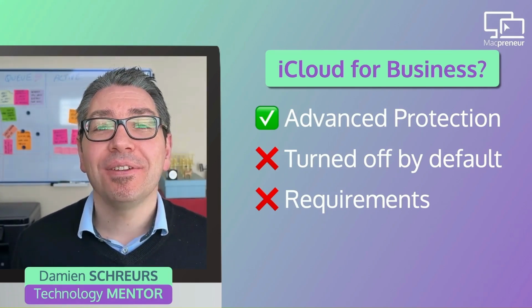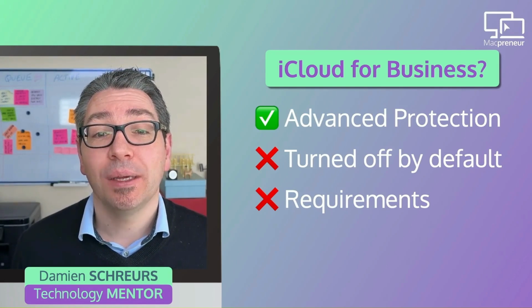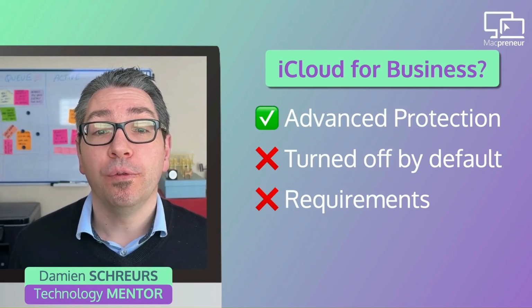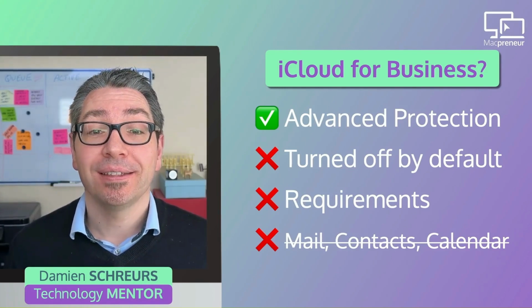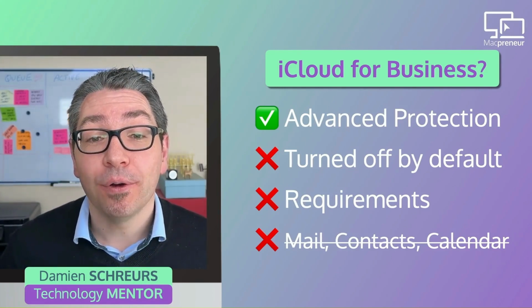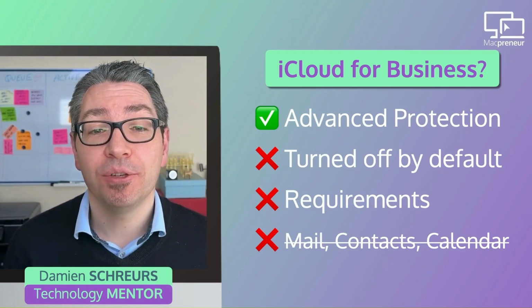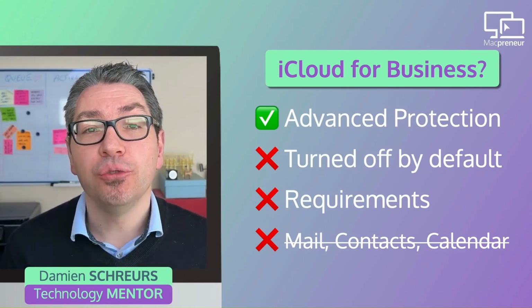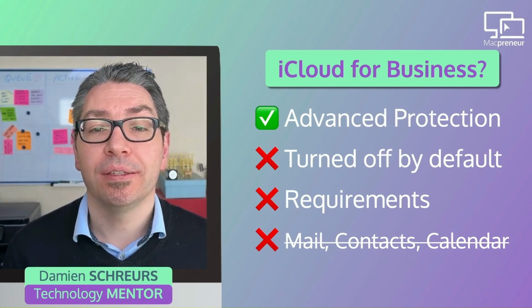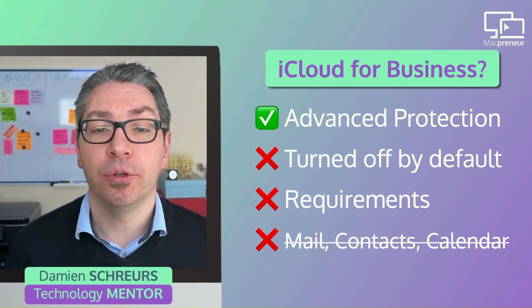And then, even after activating Advanced Data Protection for iCloud, the following services are still not covered: mail, contacts, and calendar. Therefore, if your business is subject to regulations like GDPR or HIPAA, you need anyway to use something else for those three components of your business.